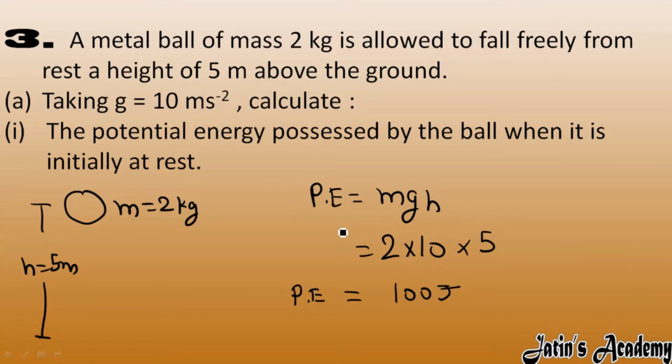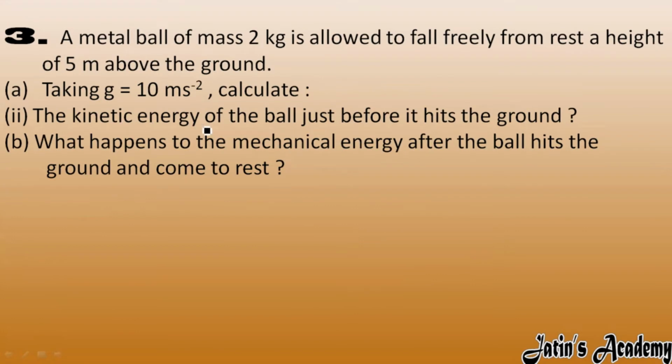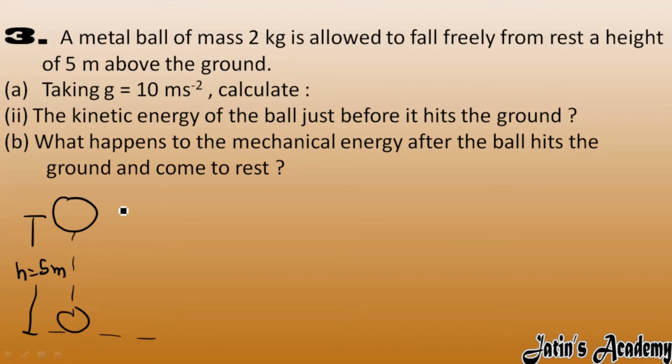Now next we have to calculate the kinetic energy of the ball just before it hits the ground. The ball is 5 meters above the ground, and when it is released and hits the ground, this whole potential energy is converted into kinetic energy. This is called conservation of energy. This only happens when air friction is zero, so here we take the assumption that we are neglecting the air friction. So the whole potential energy is converted into kinetic energy.